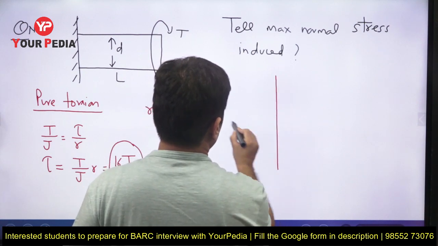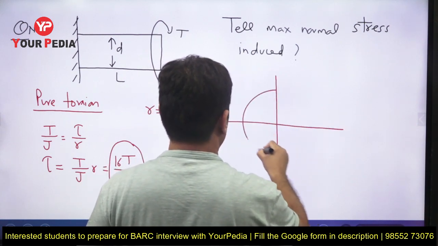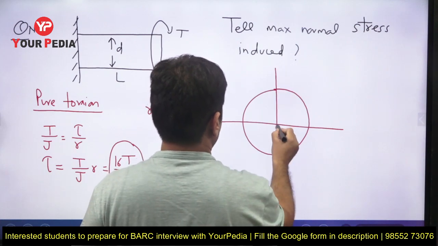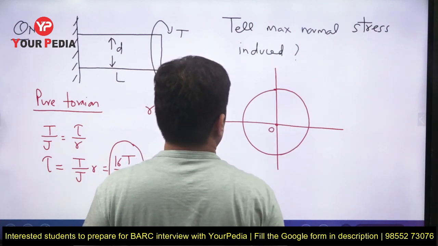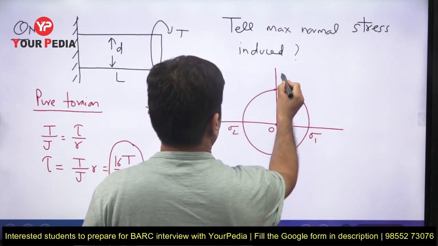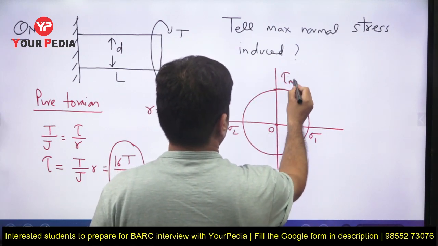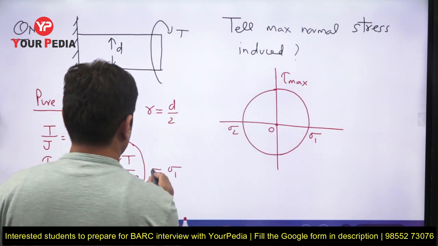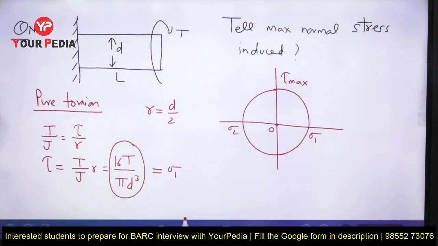Now, the moment you start drawing the Mohr circle for this, this is the Mohr circle, the center of the Mohr circle, and the normal stress and the maximum shear stress values are the same, and this itself is the normal stress. So, what is the normal stress? The maximum normal stress induced in this is 16T over pi d cube.